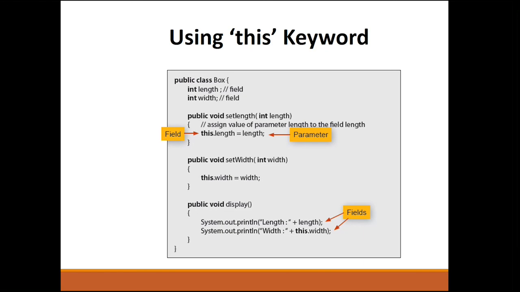So ibig sabihin, in this example, we have this dot length equals length. The length which is referring to the parameter will be passed to the this dot length which is the field or the attribute. So with this, the value can now be passed. Klaro ba?